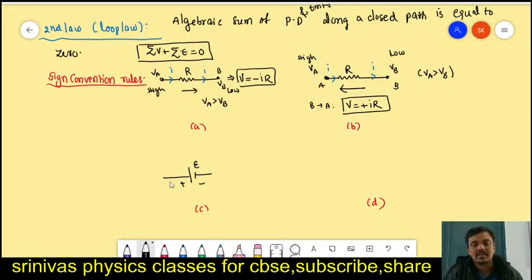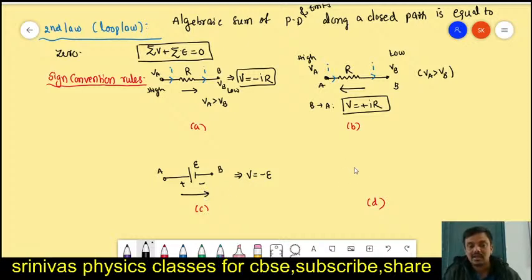Its EMF is E. For example, you are going from positive to negative, whatever the direction of the current. Across the resistor we consider the direction of the current, whether you are going in the direction of the current or the opposite direction. But across the cell, you don't bother about the direction of the current. When you go from positive to negative, you take the potential drop as minus.